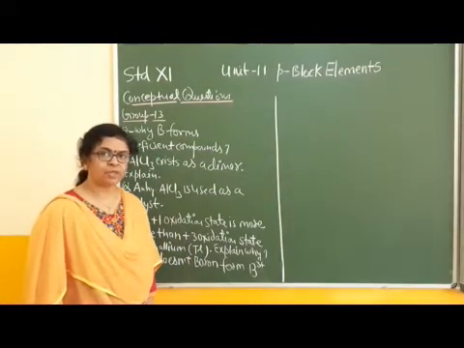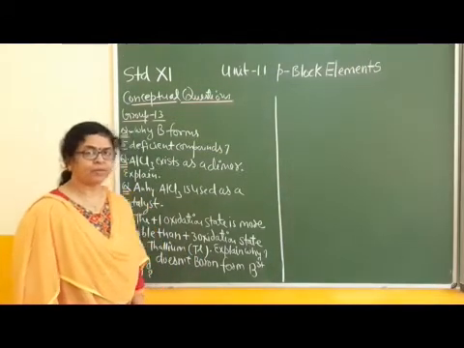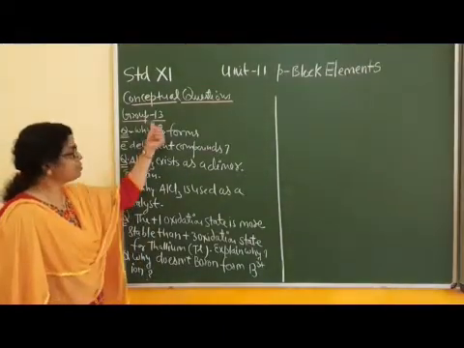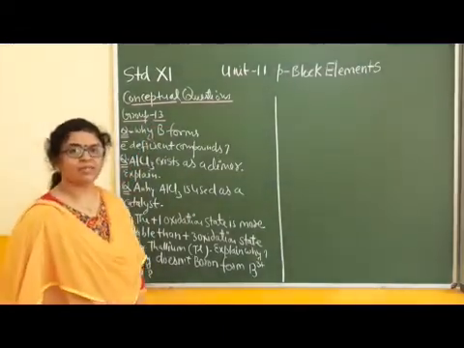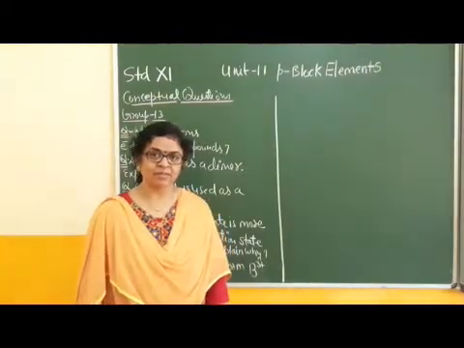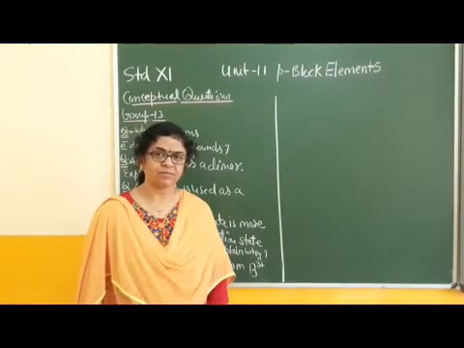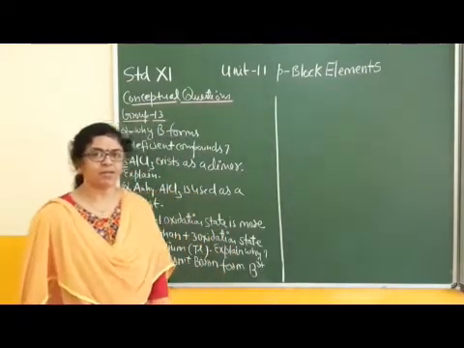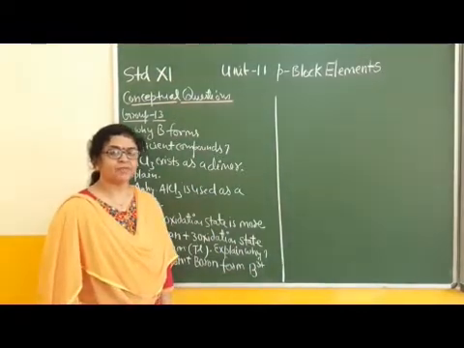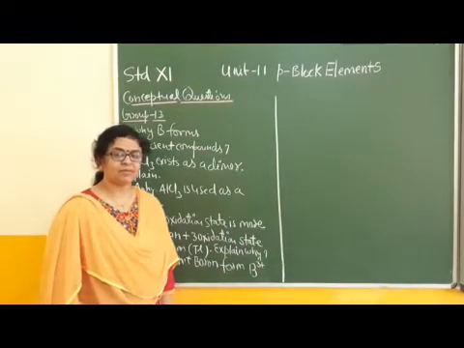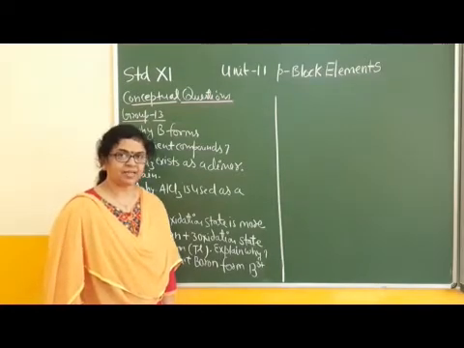Right? The unit is P block elements and the group number of P block elements is group 13. Group 13 means the boron family. Which elements are placed in group 13? The first element is boron, then aluminium, gallium, indium and thallium.